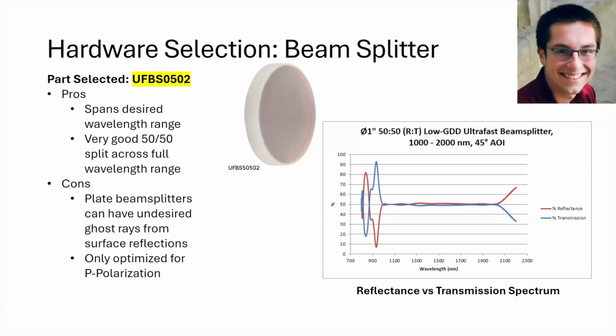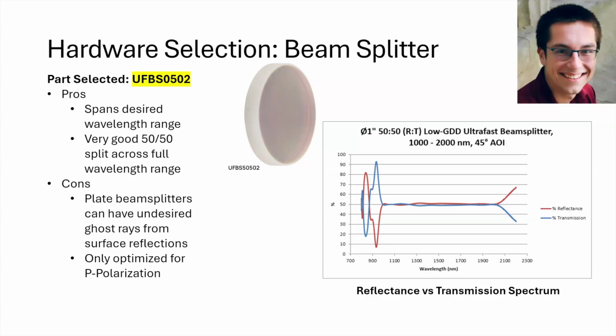For the beam splitter for the Michelson interferometer, we chose this beam splitter from Thor Labs, UFB S0502. And this one has many advantages. For starters, it spans our whole wavelength range, which is really useful. And it has a very good 50-50 split, as you can see in the graph on the right there.